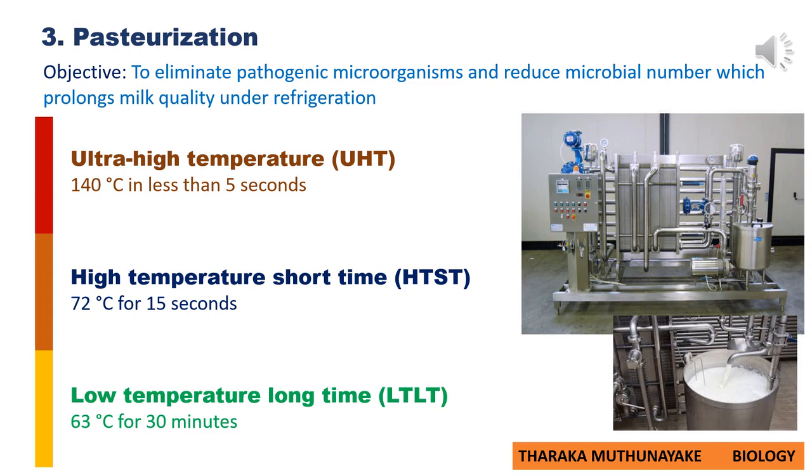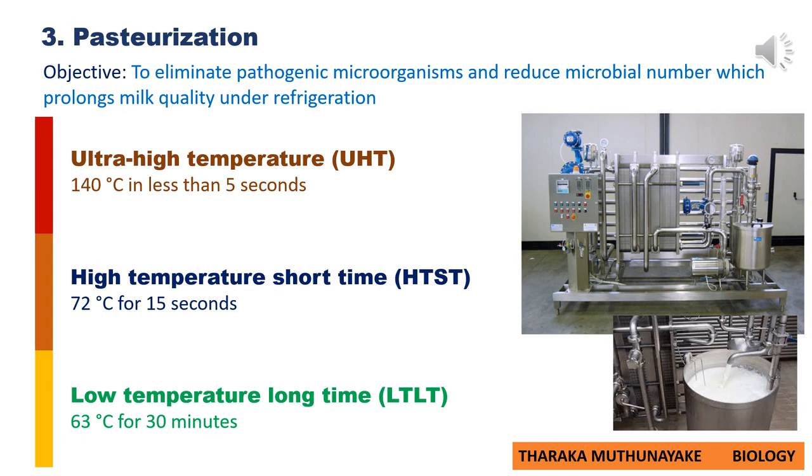Then spoilage can begin. There are two main methods of pasteurization: the low temperature long time method and the high temperature short time method. First we will discuss those. In low temperature long time pasteurization, milk is pasteurized at 63 degrees Celsius for 30 minutes. As indicated in the name, it's a comparatively long time, 30 minutes. In contrast, in the high temperature short time method, milk is pasteurized at 72 degrees Celsius only for 15 seconds. Those are the two main methods.